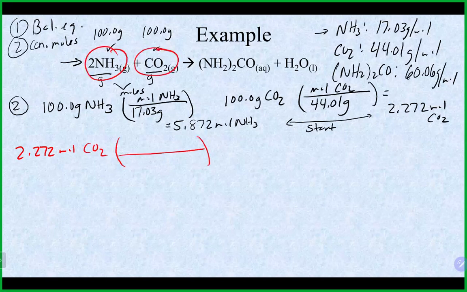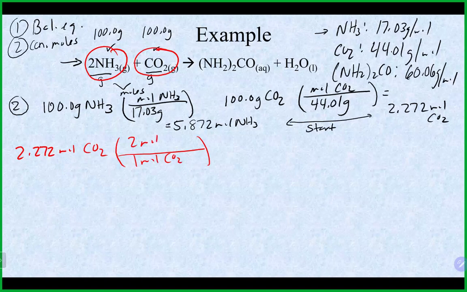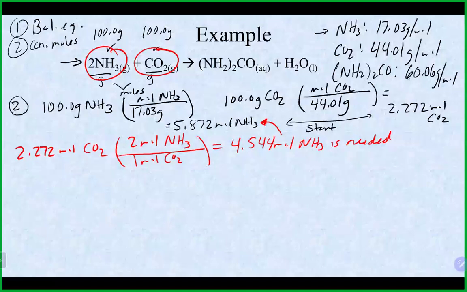And from the equation, I can see that for every 1 mole of CO2, I need 2 moles of NH3. So this is a basic little stoichiometry calculation using those coefficients. And if I do that, I'm going to multiply that by 2, and that would get me 4.544 moles of NH3 is needed. In this case, I would then compare it to the amount of NH3 that I started with, and I did start with 5.8, and I only need 4.5, so I do have enough.